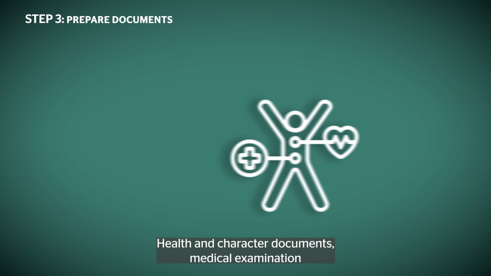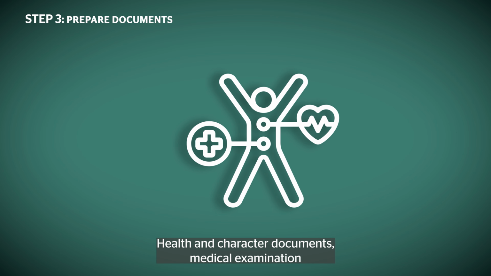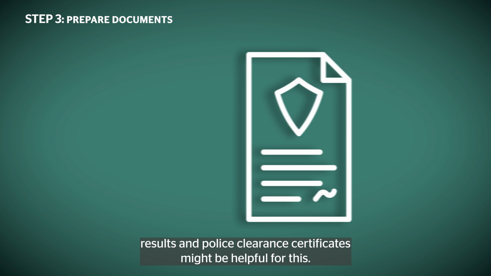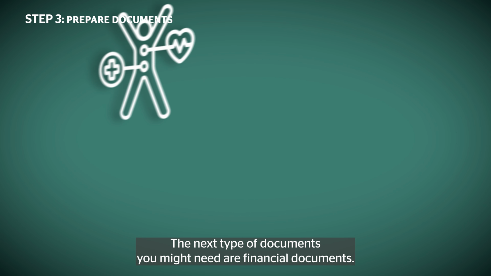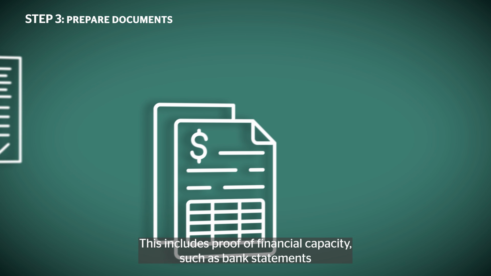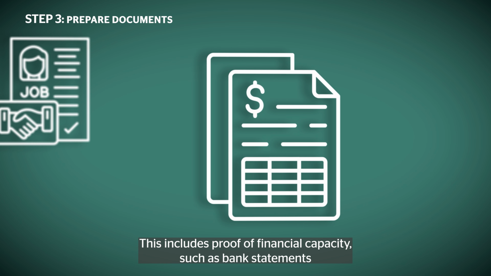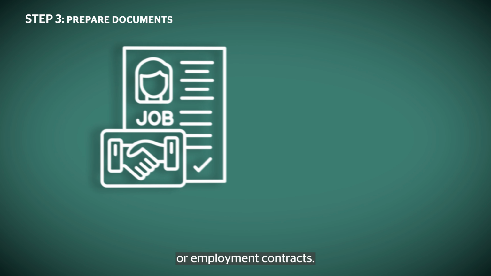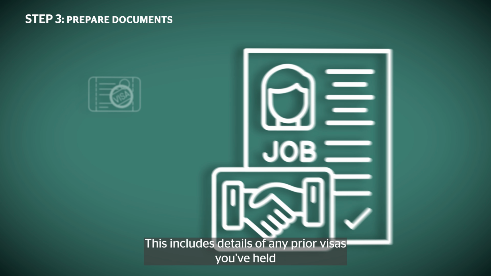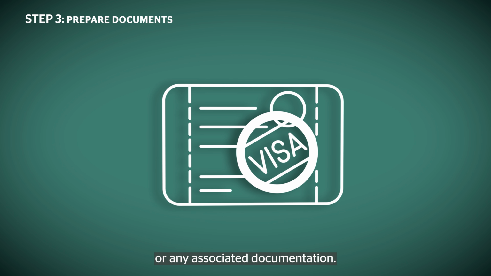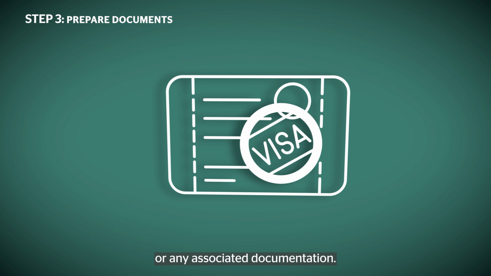Health and character documents. Medical examination results and police clearance certificates might be helpful for this. The next type of documents you might need are financial documents. This includes proof of financial capacity, such as bank statements or employment contracts. You might need previous visa documents as well. This includes details of any prior visas you've held or any associated documentation.